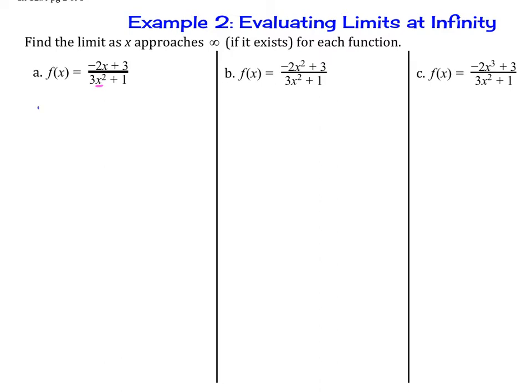So let's first write it as a limit. The limit of negative 2x plus 3 over 3x squared plus 1 as x approaches infinity. So we're going to take that x squared and divide it into every single term.